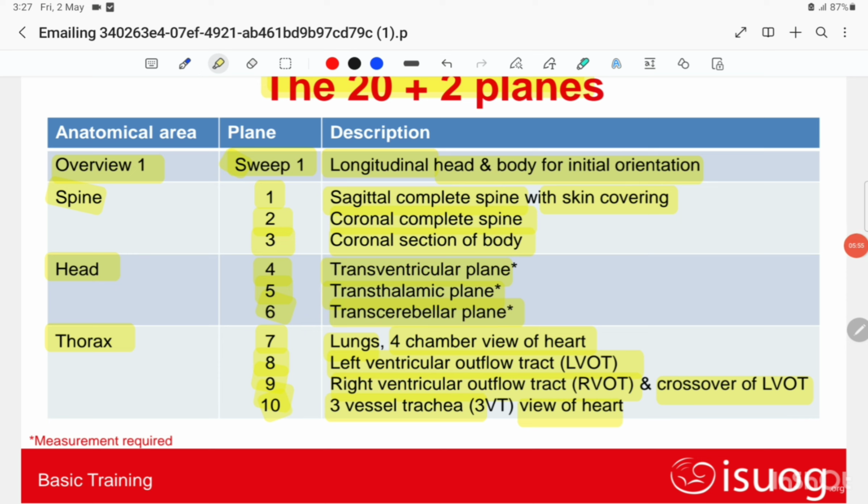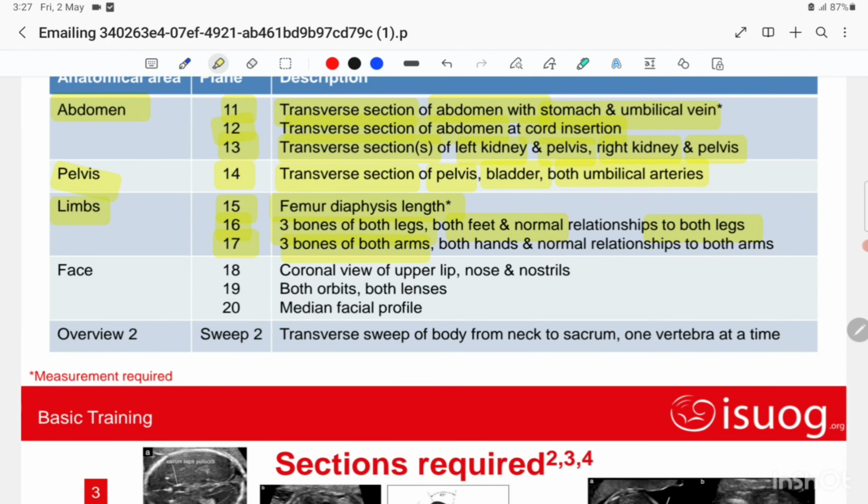So in the thorax there are 4 planes, that is 7, 8, 9, 10: the long 4 chamber view, left ventricular outflow tract, right ventricular outflow tract, and the cross of the 3 vessel trachea. Then limbs and the face. The face is very important; unless you see the face, you can't comment on anything. Planes 18, 19, 20.